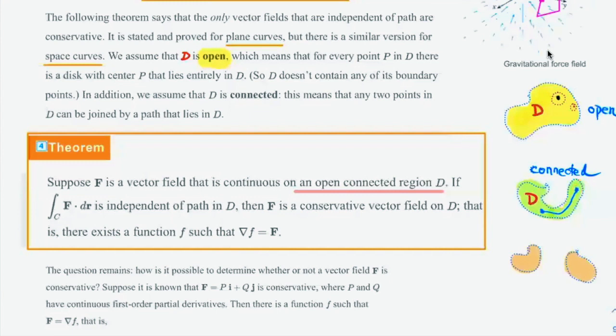Now, this set D over here is not connected because if you have a point here and a point here, then you can't find a path going from this point to this point that lies entirely inside the set. At least some part of the path is going to lie outside the set, right? So this is not connected.